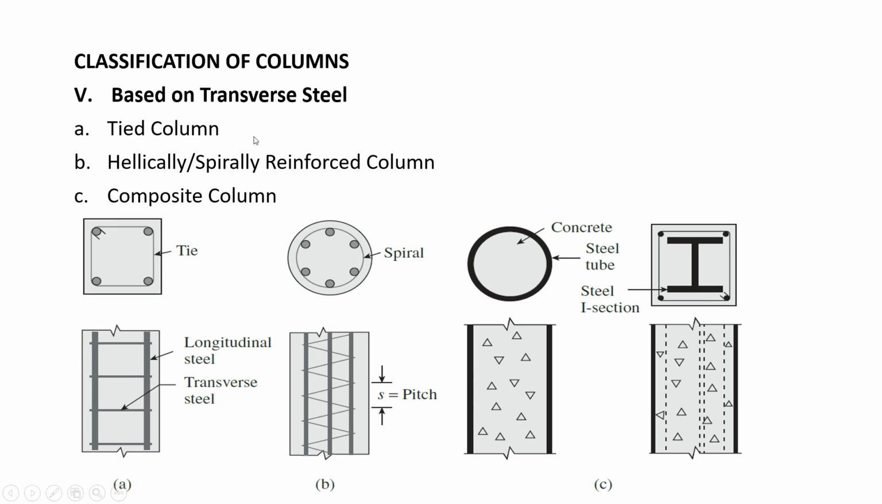The function of this transverse steel, that is, the function of these transverse ties, is to support the longitudinal reinforcement. And in the case of horizontal forces like wind or earthquake, this reinforcement will resist the shear force, and the transverse ties will also increase the ductility of the column.